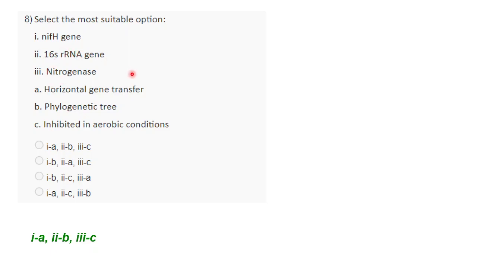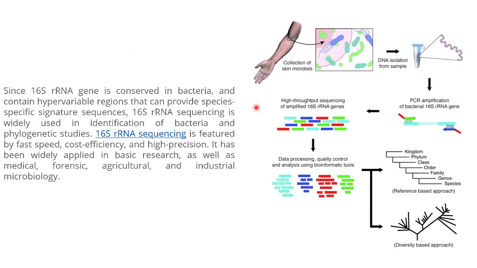16S rRNA gene, as I said, is conserved amongst various organisms, and that's why 16S rRNA is variously used for phylogenetic trees as well. As you can see over here, the 16S rRNA gene is conserved in bacteria, and it contains various hypervariable regions that can provide various species-specific signature sequences, and that is why 16S rRNA sequencing is a very popular sequencing technique.